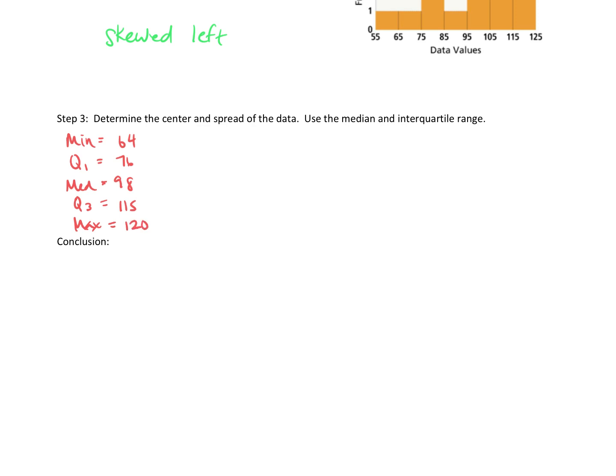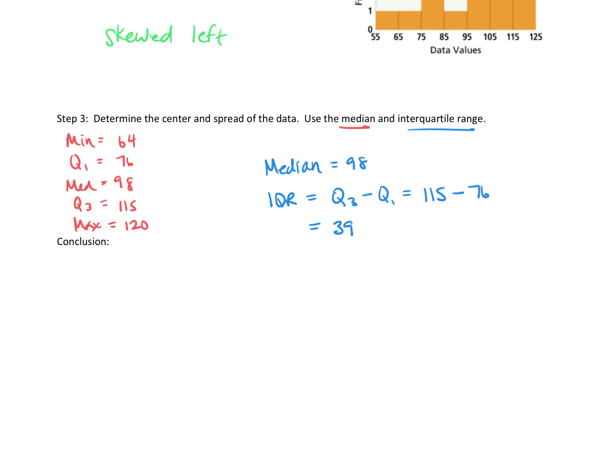So we are asked to identify the median. Median is 98. And the interquartile range, the IQR, remember that is Q3 minus Q1. Our third quartile is 115 minus Q1, which is 76. So our interquartile range is 39.